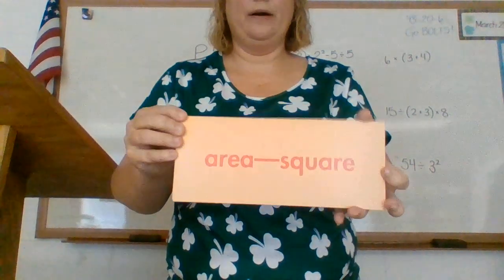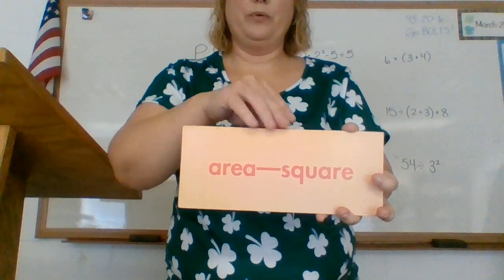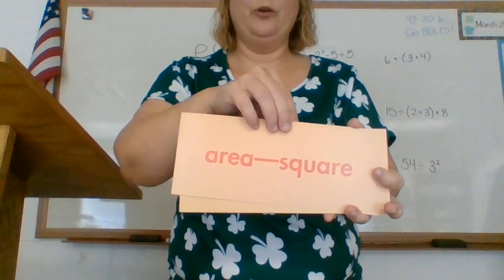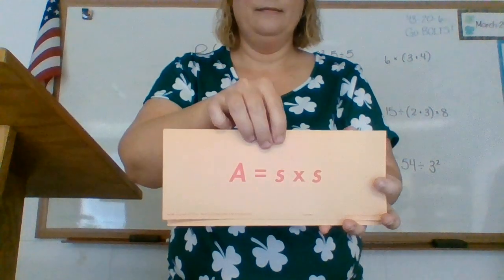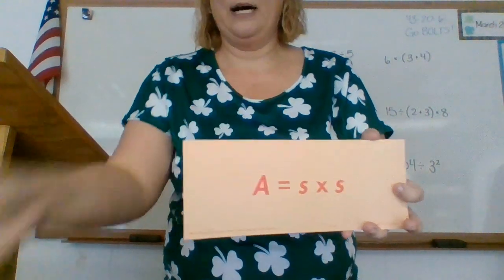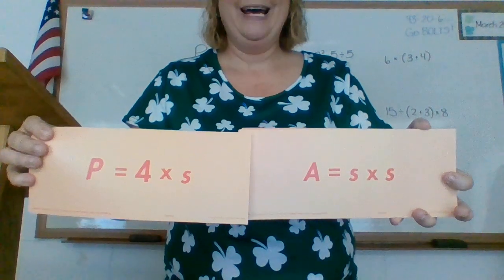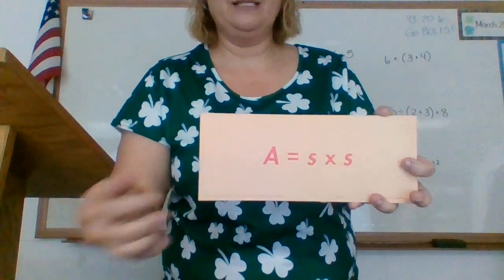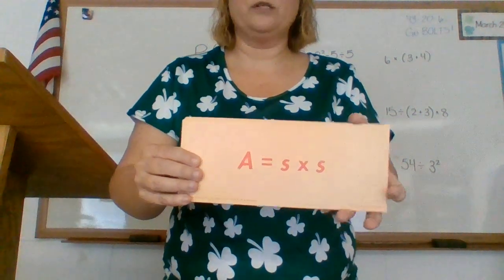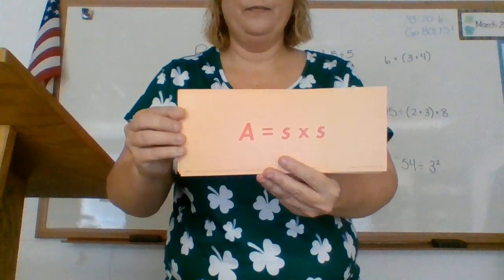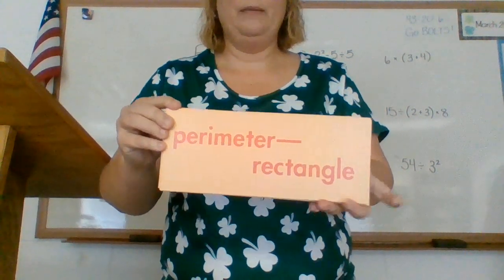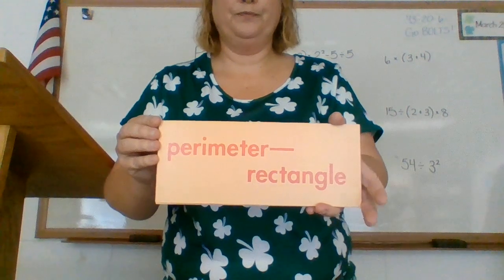area of a square would be different than perimeter. Hopefully you remembered A equals, and it's side times side. So perimeter, the distance around, 4 times the side. Area, the side times itself, is going to give us the area, of course, in square units. Okay. How about the perimeter of a rectangle?